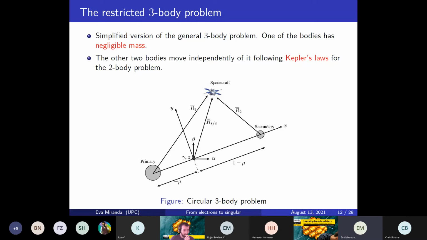Here we assume that one of the objects is a spacecraft, and the other two are maybe the Sun and the Earth, or the Earth and the Moon, for instance. We have a spacecraft, and we want to find the trajectories of this spacecraft. So we assume, of course, that the mass of the spacecraft is almost 0, so it doesn't affect the others. But for this spacecraft, we assume that the primary and the secondary move according to Kepler's law for the two-body problem.